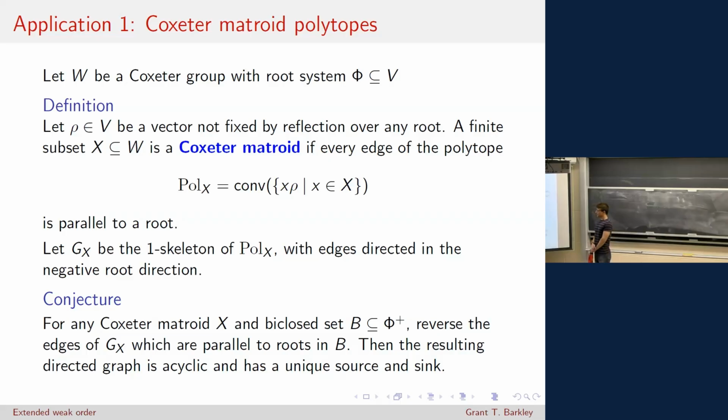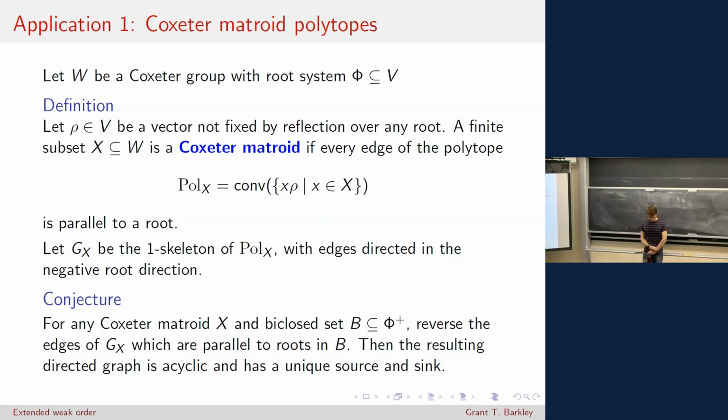Okay, so now that I have a Coxeter matroid polytope, I'm going to take the one skeleton of that polytope, so just look at the edges. I'll turn it into a directed graph, and I'll point the edges in the negative root direction, just because that's slightly nicer for some reason. Okay, so that's G sub X.